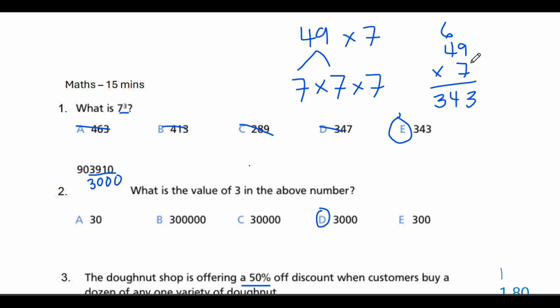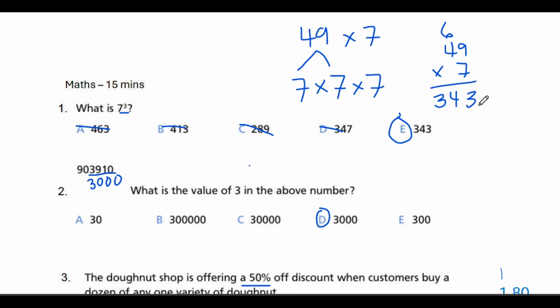If it's easier, you can break it down like this. 40 times 7 plus 9 times 7. 40 times 7 is 280, and 9 times 7 is 63. Add those together. 280 plus 63 equals 343.